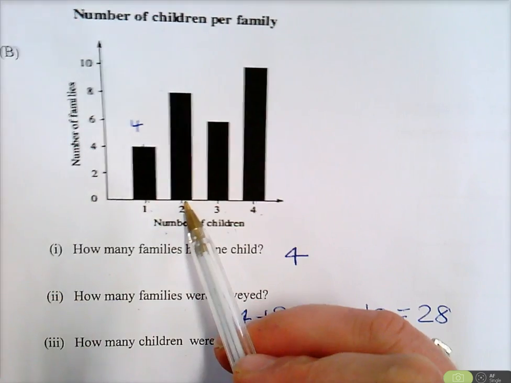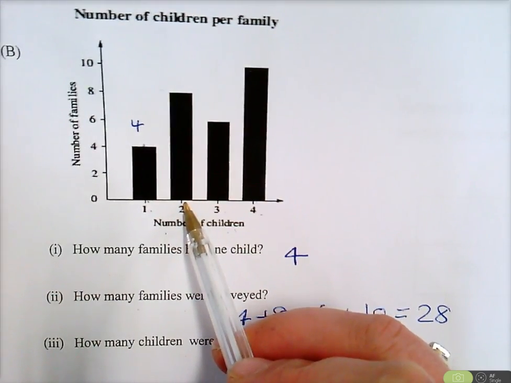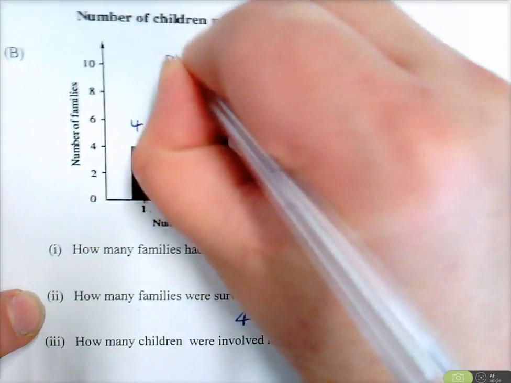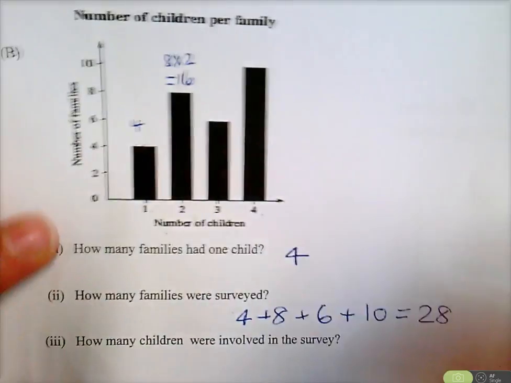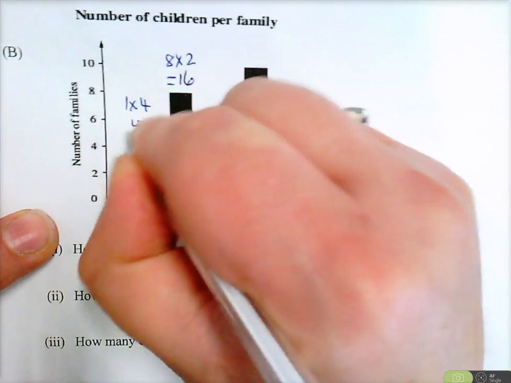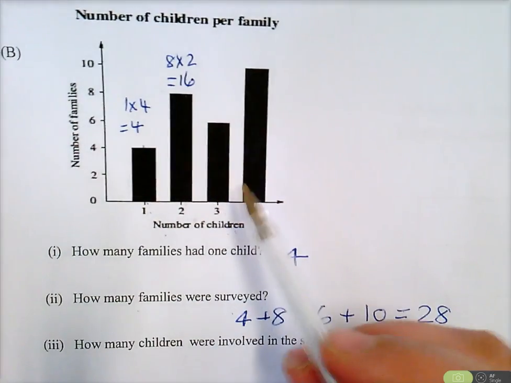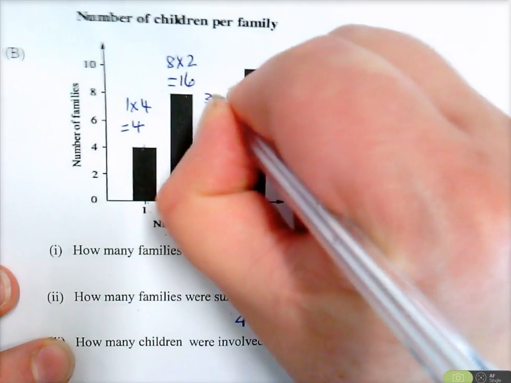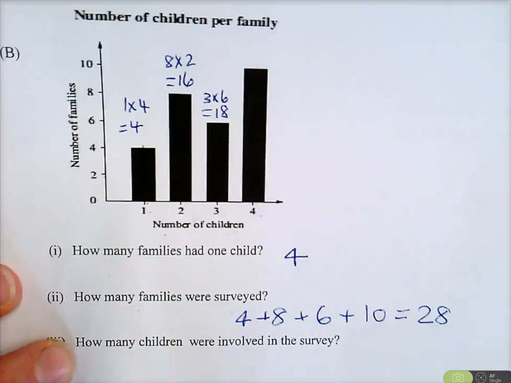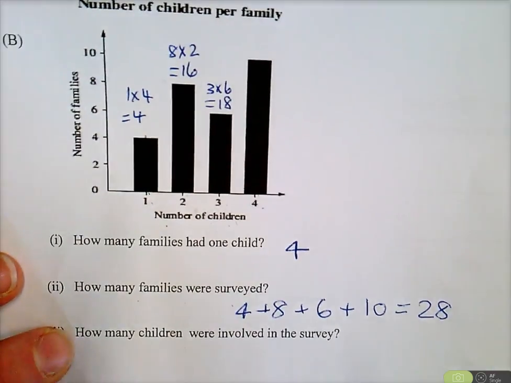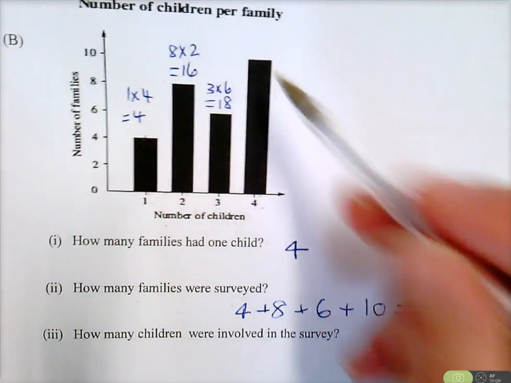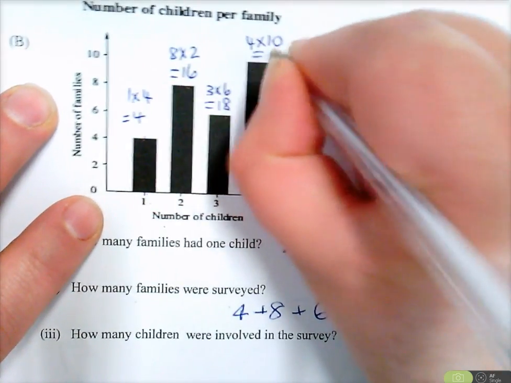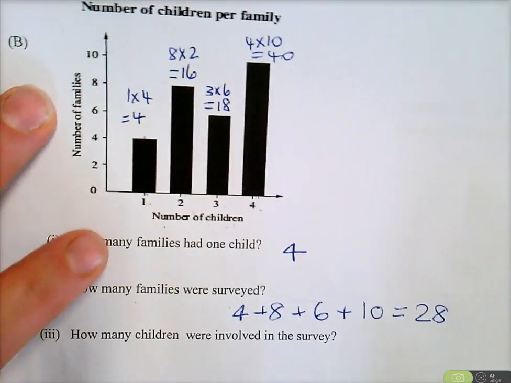How many people have 2 children in their family? And 8 people put their hand up. So how many kids is that? That's 8 times 2 is 16 kids. See, this is 1 times 4 is 4 kids. And I say, how many people have 3 children in the family? And 6 of you put your hand up. That's 3 times 6. We're talking about 18 children there. And how many people have 4 children in their family and 10 people put their hand up? That's 40 kids. So you can do your working on the graph like that.